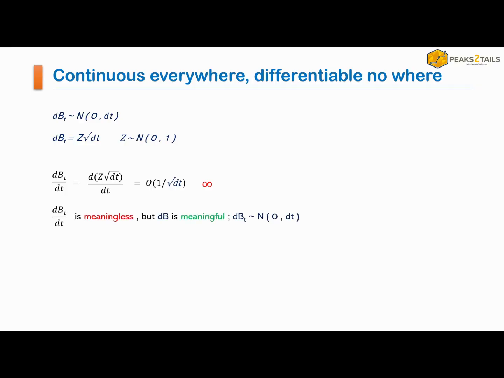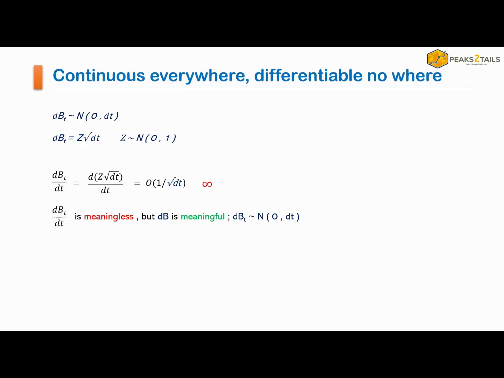In stochastic calculus, we do not write dB by dt, but we write differentials, because dB is meaningful. dB is a random draw from a normal distribution with mean 0 and variance dt, but dB by dt will be meaningless.